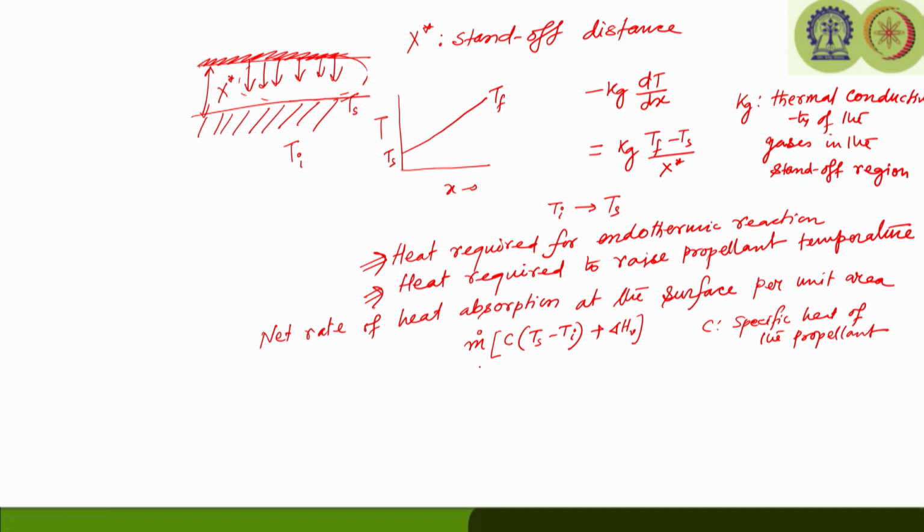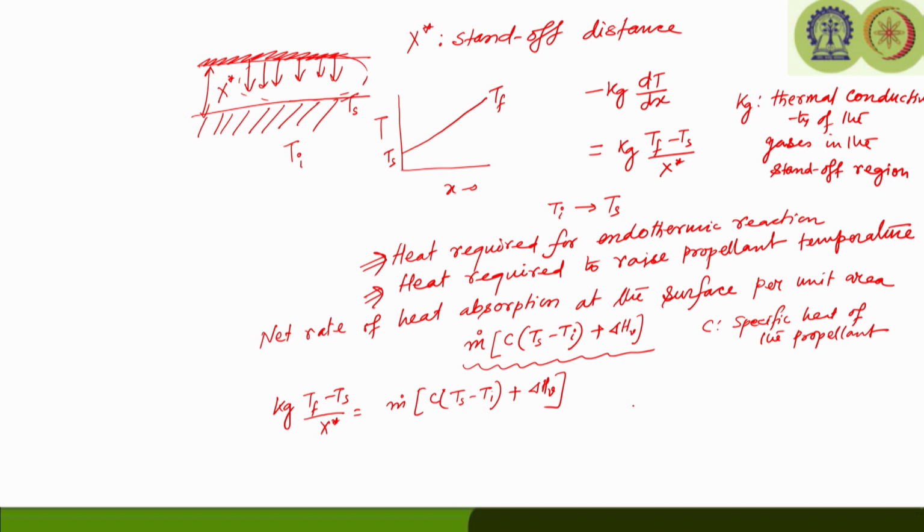So, what we can say here is that the required heat is supplied by the flame. So, we can equate the heat input to the propellant surface coming due to the heat transfer from the flame with the heat absorbed by the propellant for temperature rise and decomposition and pyrolysis of the fuel. We can simply write kg (Tf minus Ts) by x star is going to be equal to m dot C (Ts minus Ti) plus delta H V.